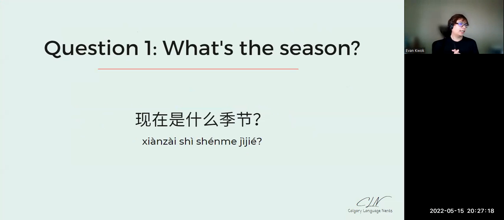In season, we call 季节. So this one is 现在. 现在 is now. 是 is. 什么 is what. And 季节 is the season. So 现在是什么季节? That's what's the season.